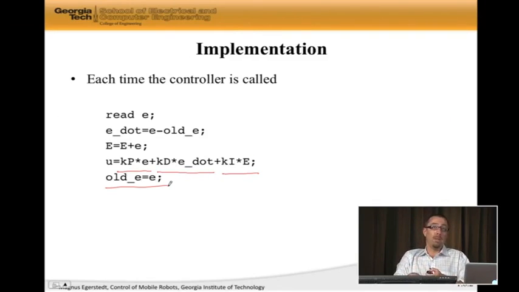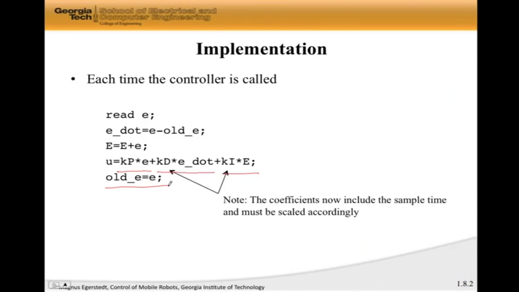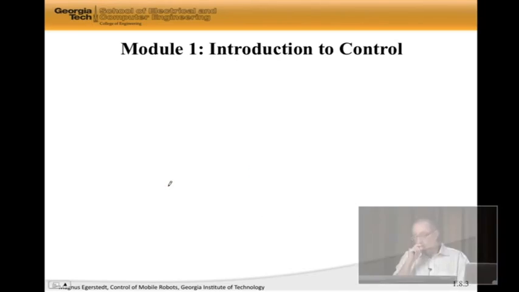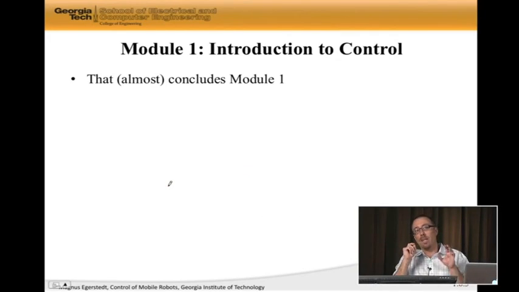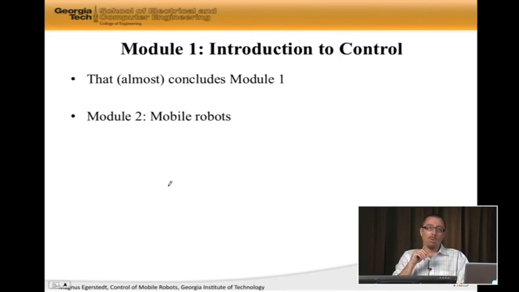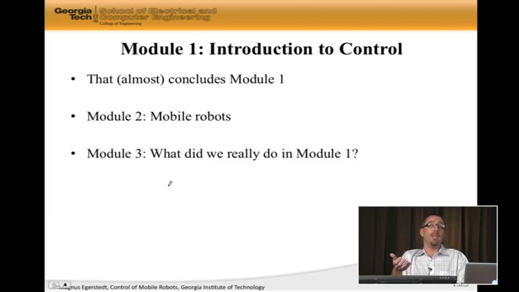So let's do it. Okay, I want to point out again that the coefficients include the sample times. I pointed that out already. But before we do it, I want to say that that's almost the end of Module 1. In Module 2, we're going to go robotics, in the sense that we're going to see how to relate some of these initial concepts to robotics. But in the interest of full disclosure, we actually don't know why anything we did in Module 1 actually worked. So in Module 3 we're going to revisit what we did here, but in a much more systematic way. Okay, that's enough chit-chat.